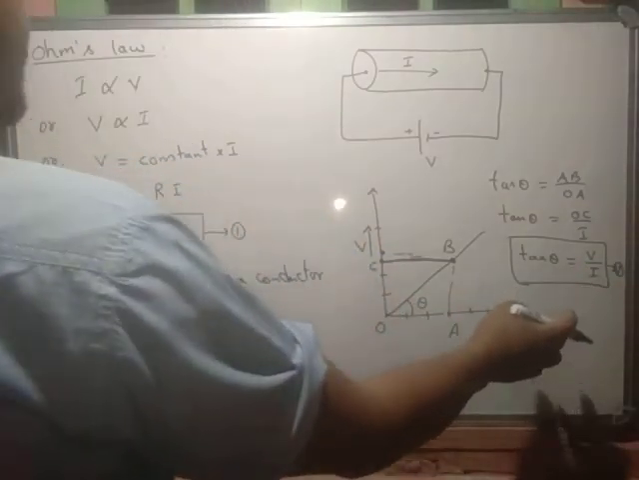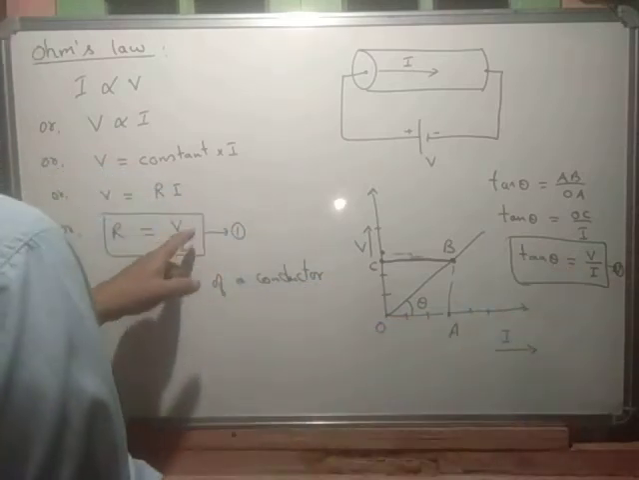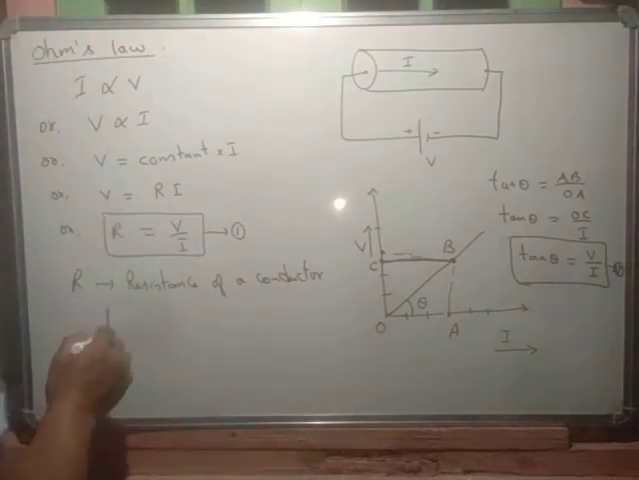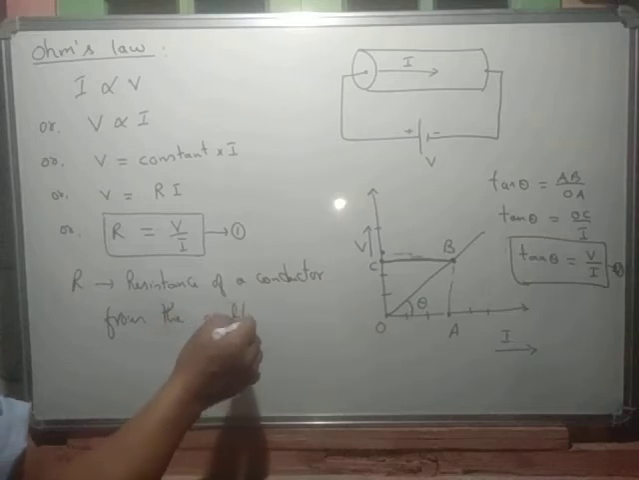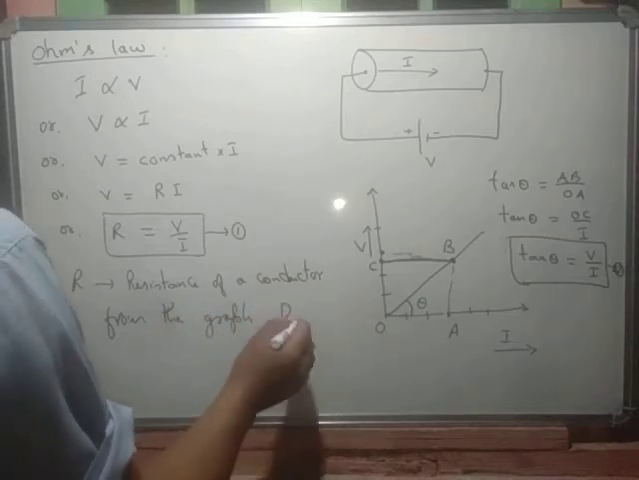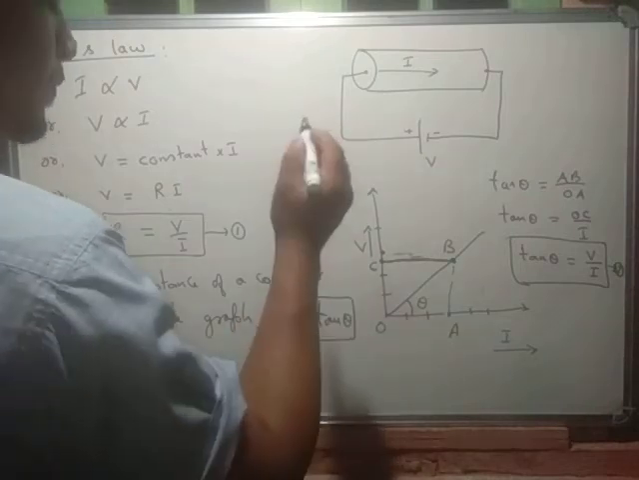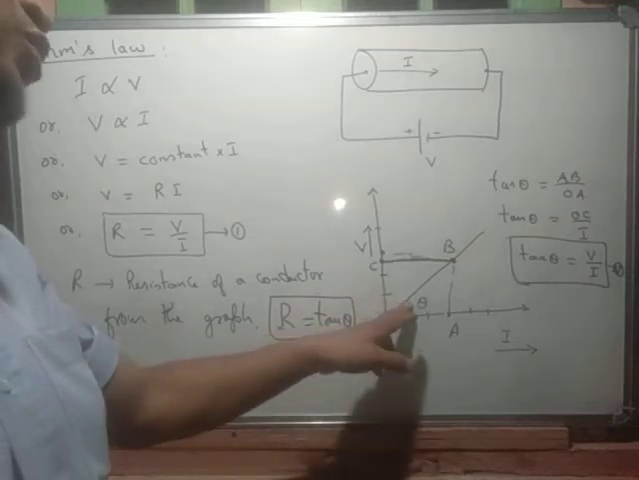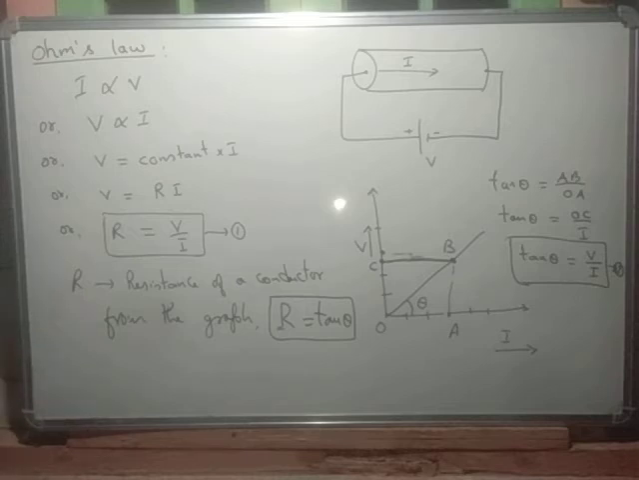So looking at these two equations, because R is equal to V upon I, tan theta also is equal to V upon I. Therefore, from the graph, this R is equal to tan theta. So please remember this equation. If a question asks you to find the resistance from the graph, then that resistance is usually equal to tan theta. So by knowing this angle theta, you will get the resistance of a conductor.